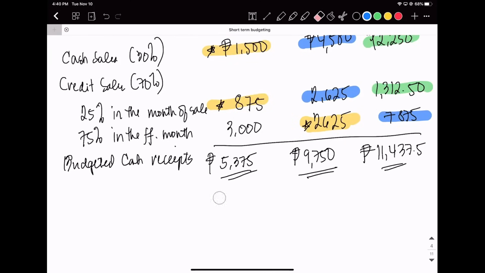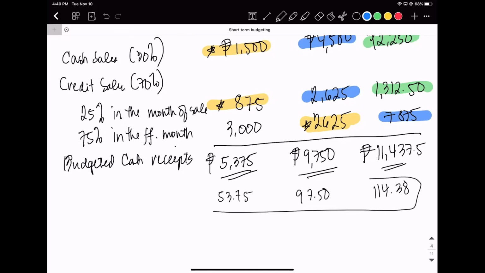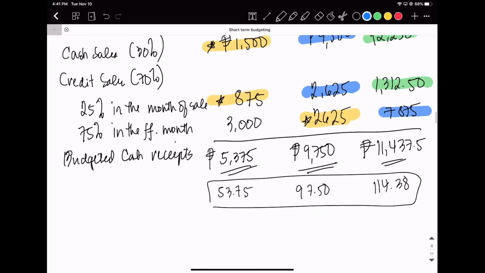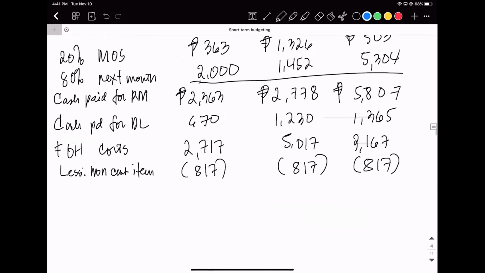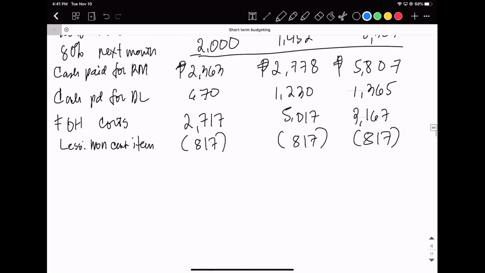So this is 53.75. Okay, ito naman 97.5. Then this one, 11.44. Ayan. Mali. 100 pala to. 11,000. 114. Ayan, 0.38. Okay, so ito yung sagot, no? Ito na yung sa may sales commission. So tandaan yan, ha? 53.75. Sa taas lang pala yun.